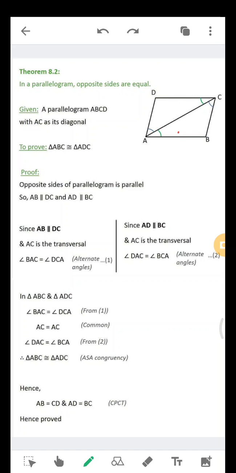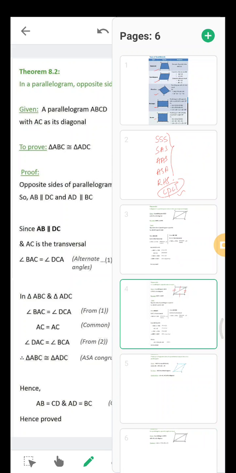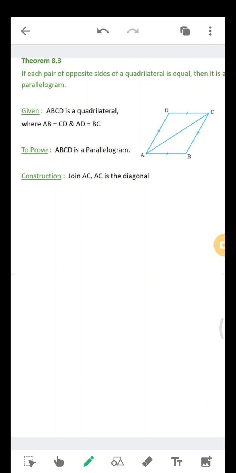When these two triangles become congruent, I can say that AB is equal to DC, and AD is equal to BC. Hence it is proved that opposite sides are equal. So by using congruency rules we can prove different theorems of this chapter. Let's go for the next.